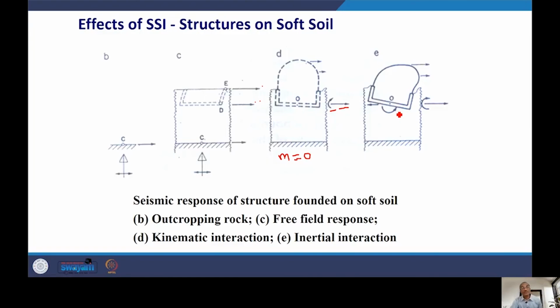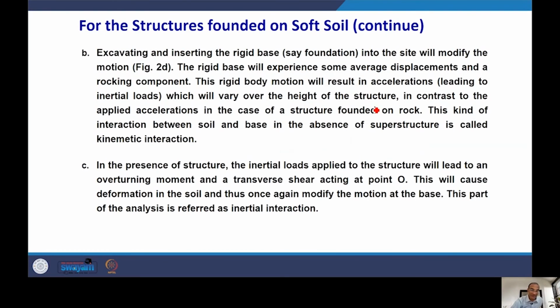Continue with that. So what we were discussing for the structure founded on soft soil, I think most of the things I have already explained to you. Excavating and inserting the rigid base, say foundation, into the site will modify the rocking component, and this rigid body motion will result in accelerations. This is leading to inertial loads, which will vary over the height of the structure. In contrast to the applied acceleration in the case of a structure founded on rock, this kind of interaction between soil and base in the absence of the superstructure is called kinematic interaction.